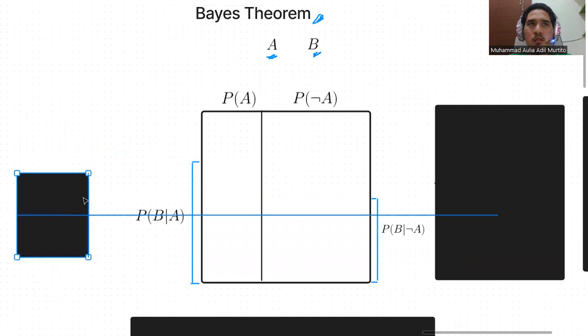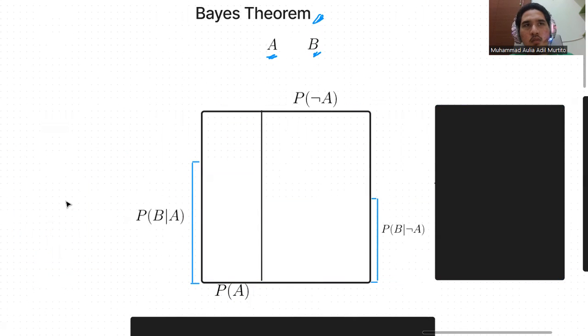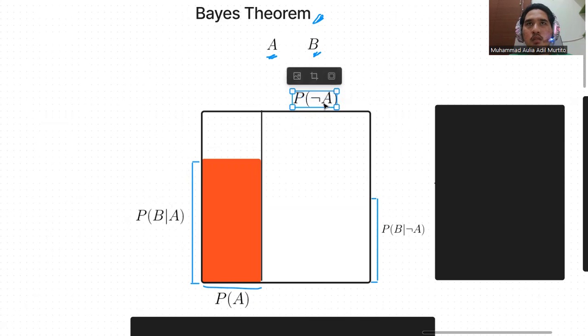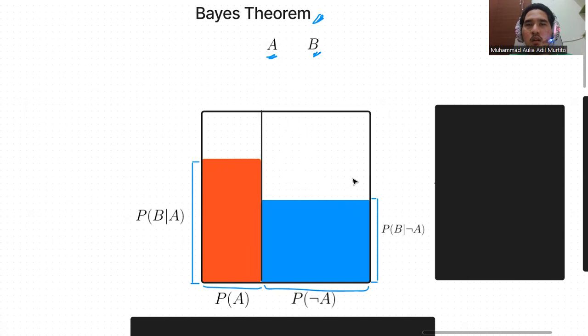Now, please take a look here. If we multiply this side here with this side here, then we will get this area. On the other hand, if we multiply this side here with this side over here, we will get this area.